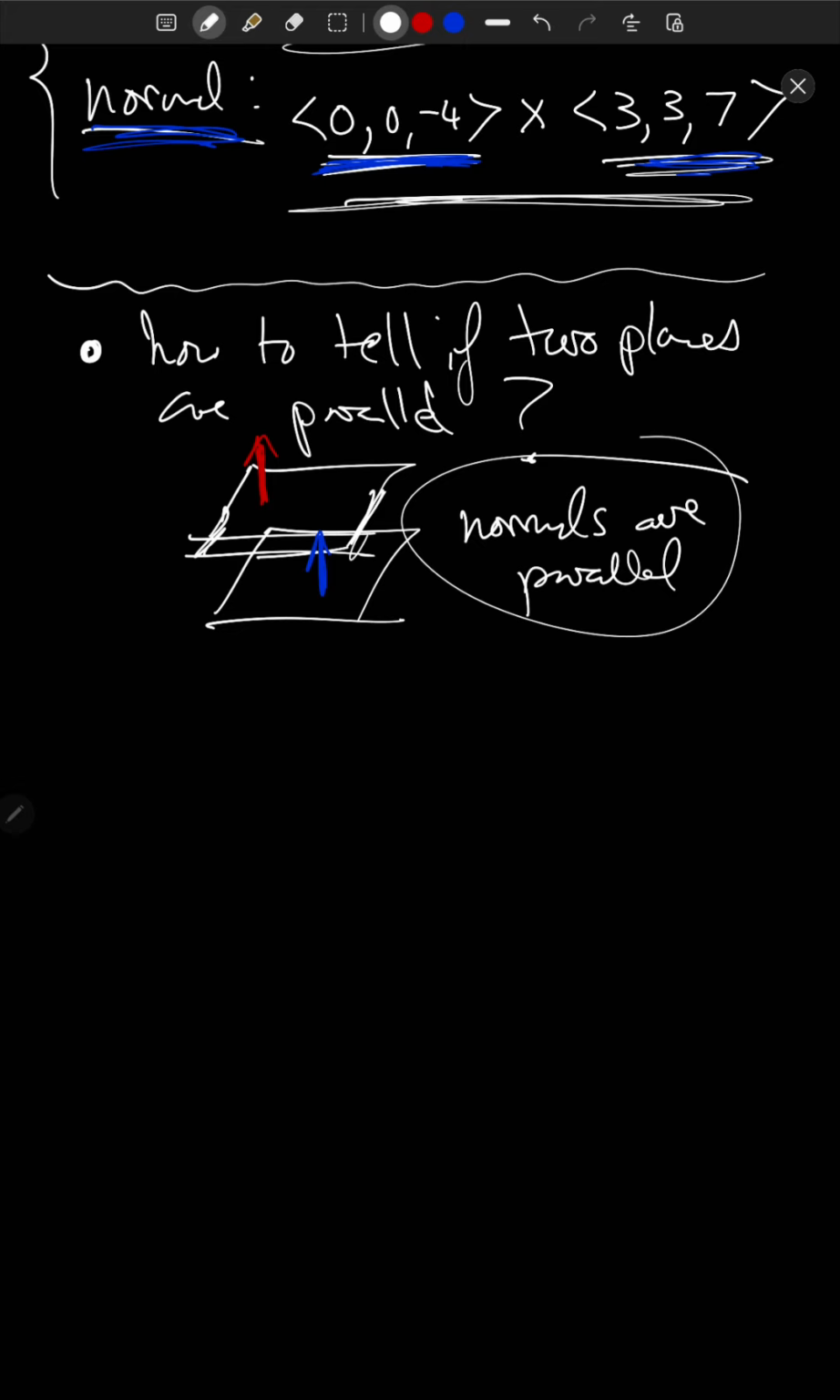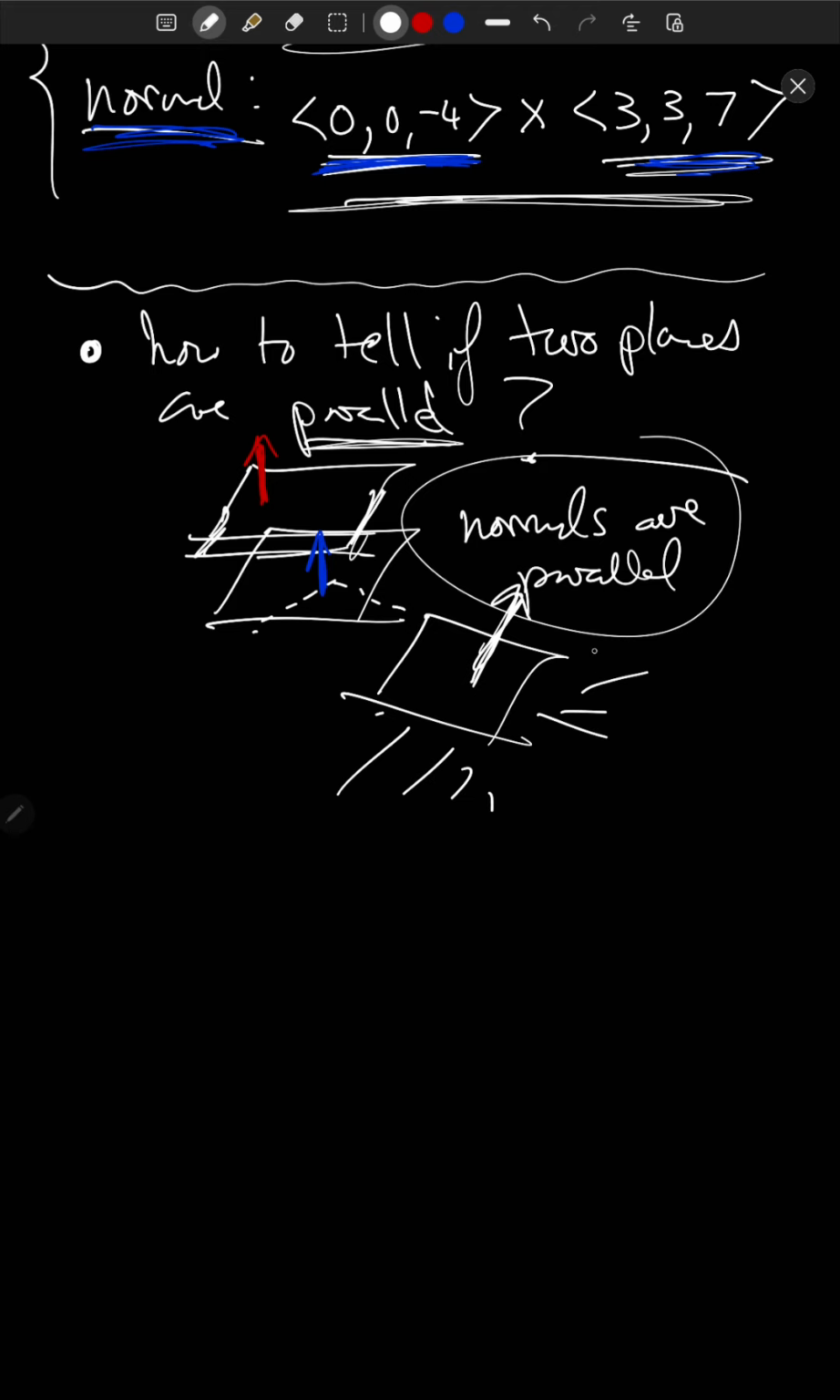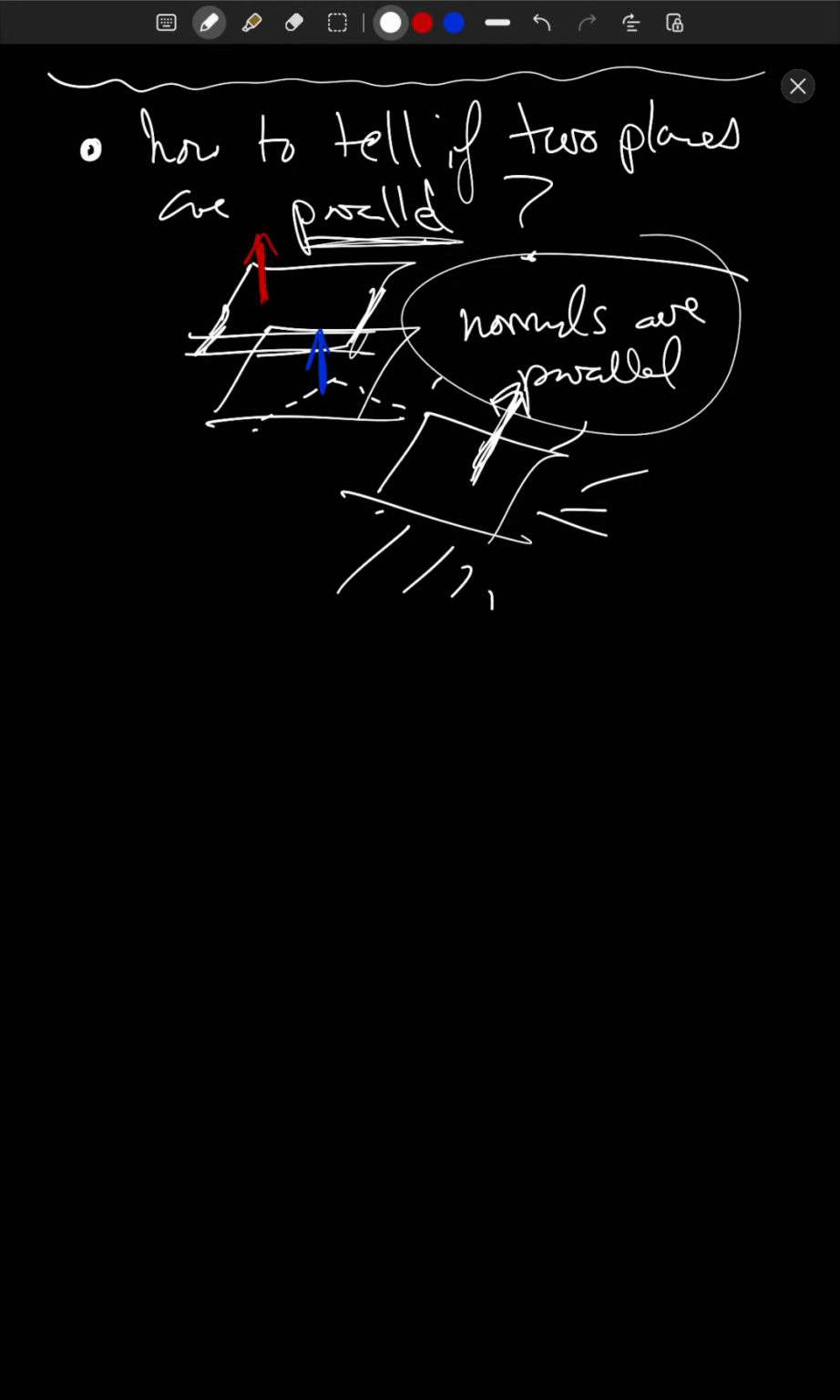And if their normals aren't parallel, then the two planes cannot be parallel, because that would mean that you have this skewed normal. So maybe, let's say, another plane like this, whose normal is in this direction, right? Then eventually it's going to intersect the plane as I extend this plane out. Okay, so there's a lot of fun little problems that you might see like this on the homework.